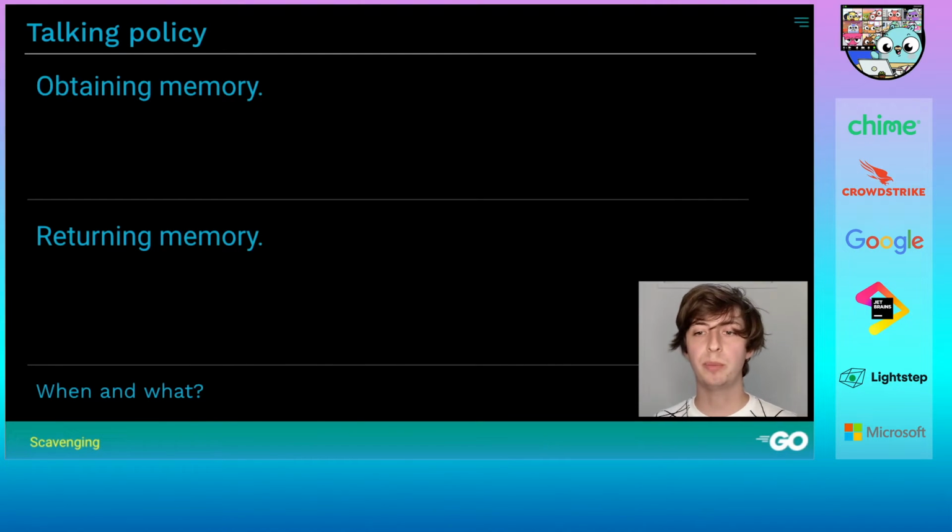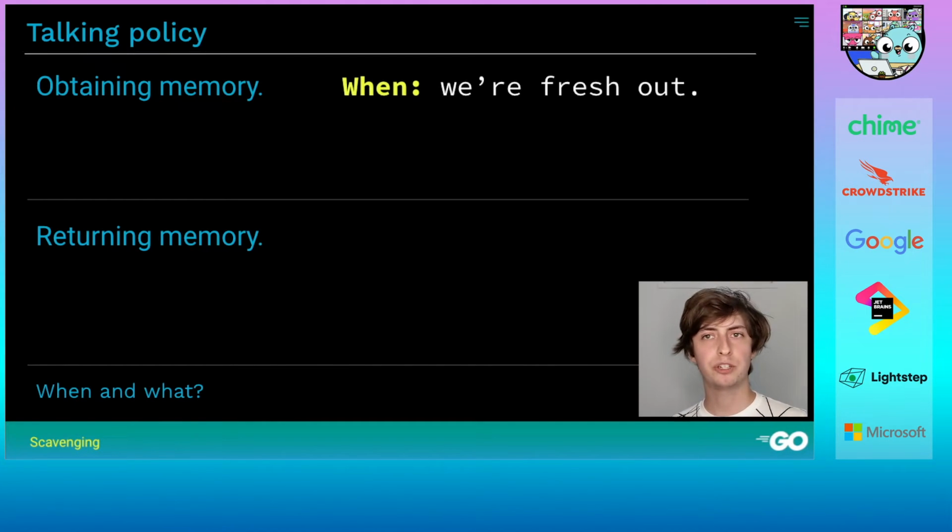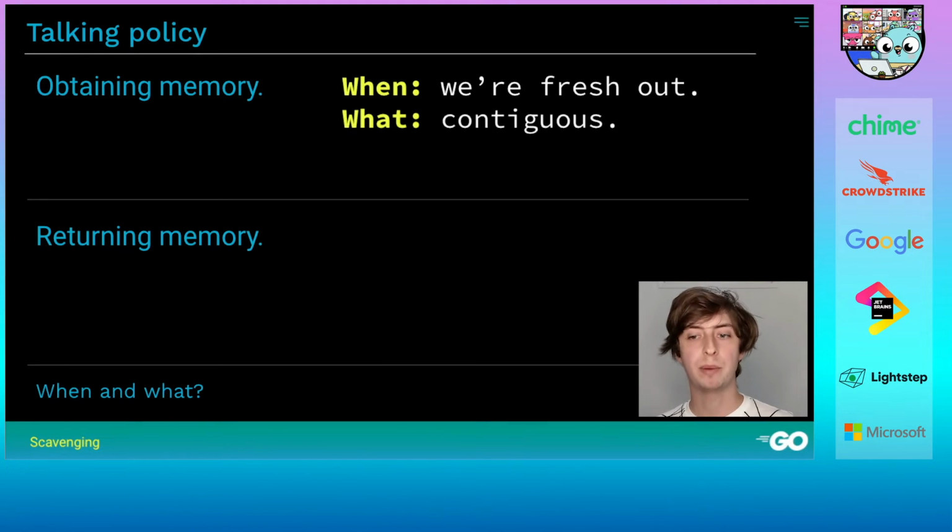Okay, great. So with the basics out of the way, let's talk about policy, specifically the what and the when, starting with obtaining memory. So the what is kind of abstract, but I think it'll become more clear as I talk about it. So let's start with a simple question. When do we obtain memory from the OS? And this is pretty straightforward, just when we need more. We've exhausted all the memory we've already asked the OS for, and we need some more, so we ask it for more. Straightforward.